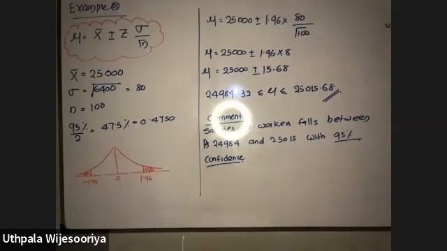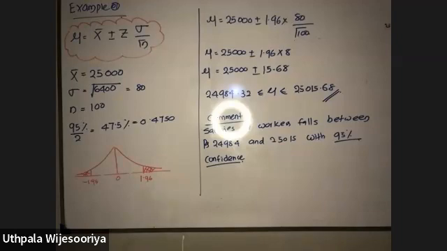So what is our practical comment? Our practical comment is: salaries of workers falls between 24,984 and 25,015 with 95% confidence. This is the comment we always write. I have added a theoretical comment as well, which is the mathematical theoretical comment. So you just write the comment with the given confidence level.